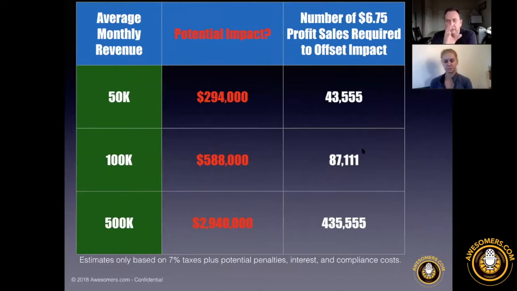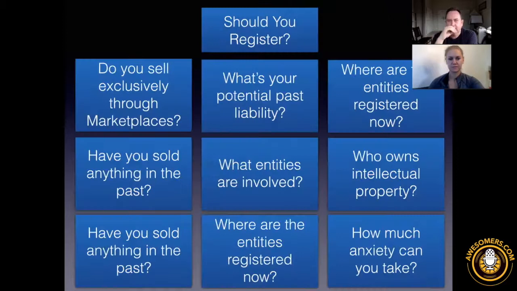Now, again, you can change your own math and do your own math, but this is how I look at it. How many sales does it take for you to get whatever they want out of you? It's not just $588,000. It's 87,000 sales. How long does it take you to make 87,000 sales to make up that money? So this is a big deal. And this doesn't even go into the forward cost of compliance. It's a big deal. So here's some questions you need to ask yourselves.